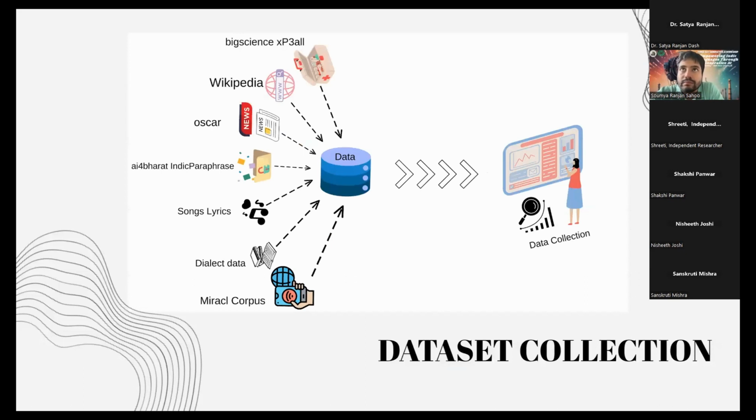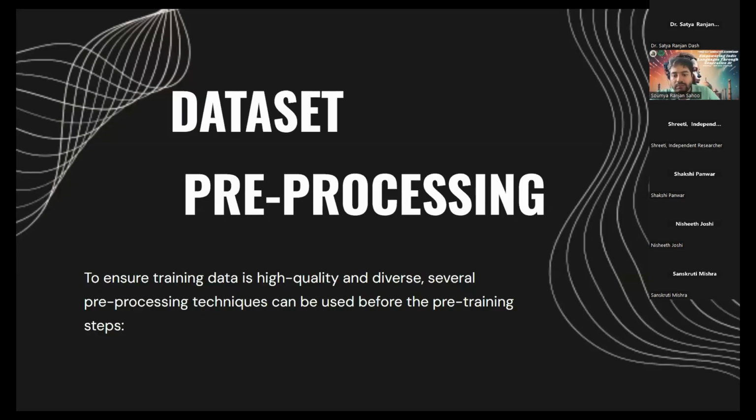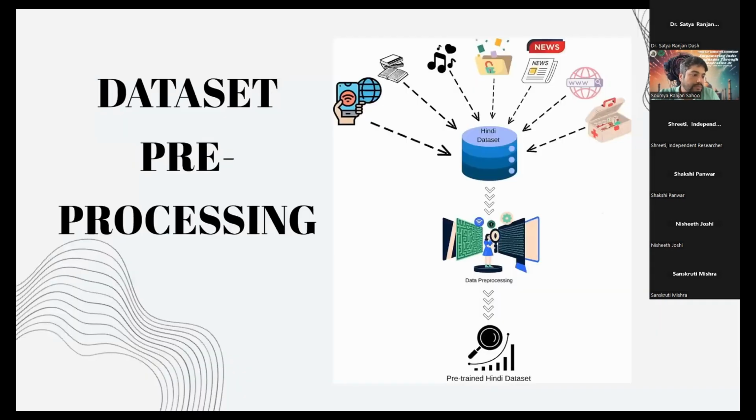This is the diagram of the process of data collection. These images visually represent the process of data collection from the various sources for the creation of the LLM dataset. So we have different sources, we take the data from these sources, collect the data, and after that we go to the pre-processing of the data. This is the diagram of the pre-processing of the dataset. First we take the data, after that we use some data pre-processing techniques to refine our data. After that we use that data for our LLM.